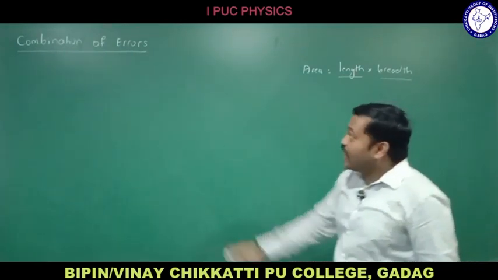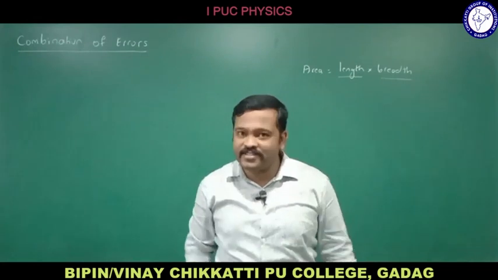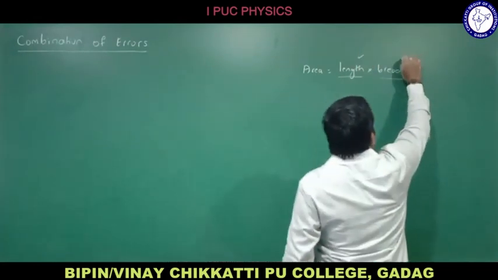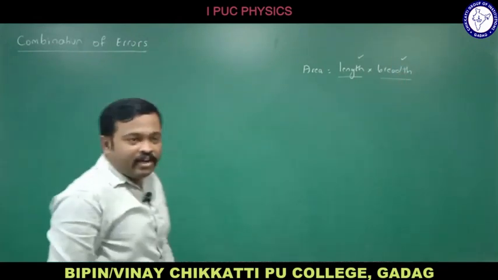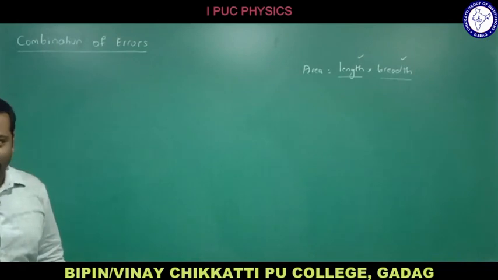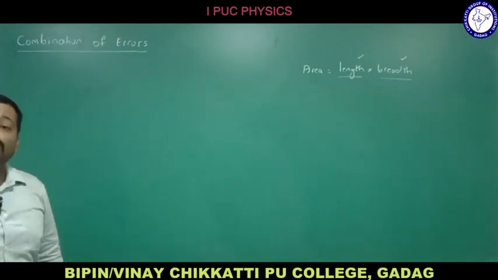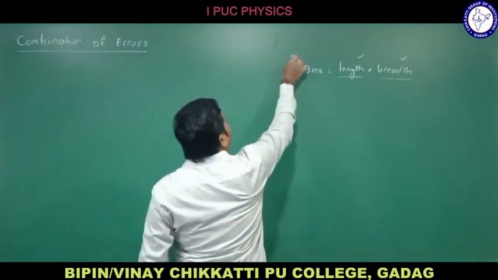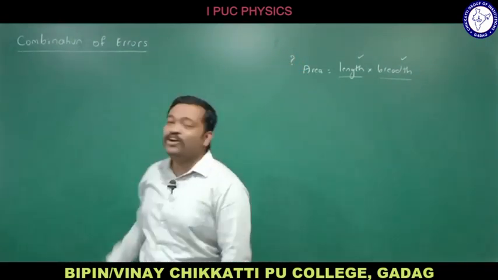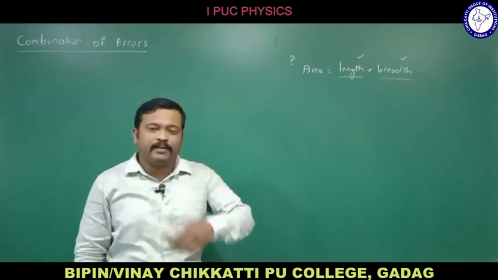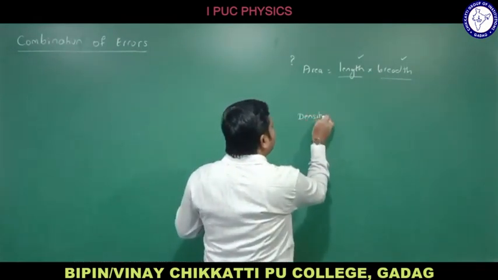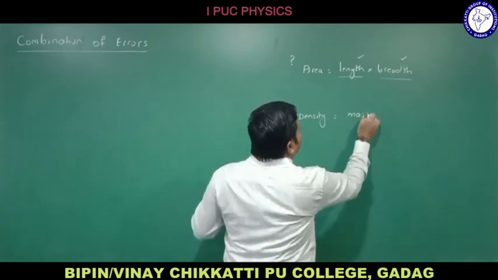Whenever I calculate the length, there will be errors, right? There will be some error in length and some error in breadth. If there are errors in these two quantities, what will be the error in the area? For that we need to study the combination of errors. For example, let me take another example. We need to calculate the density of a substance. So what is density?